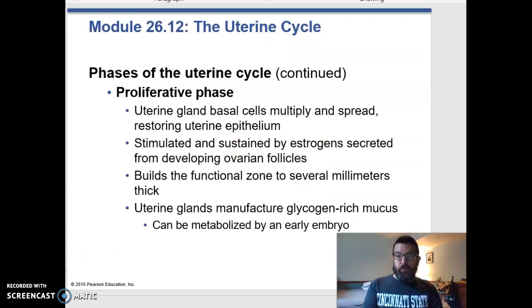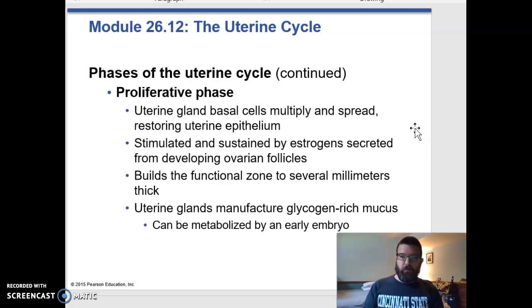The next phase is the proliferative phase. And the proliferative phase is where you begin to rebuild that functional zone of the endometrium. And you rebuild it from the basal zone. So the basal zone is always there, doesn't slough off during menstruation, and those cells begin to multiply via mitosis and spread, thereby restoring the epithelium. And this is stimulated by estrogen.